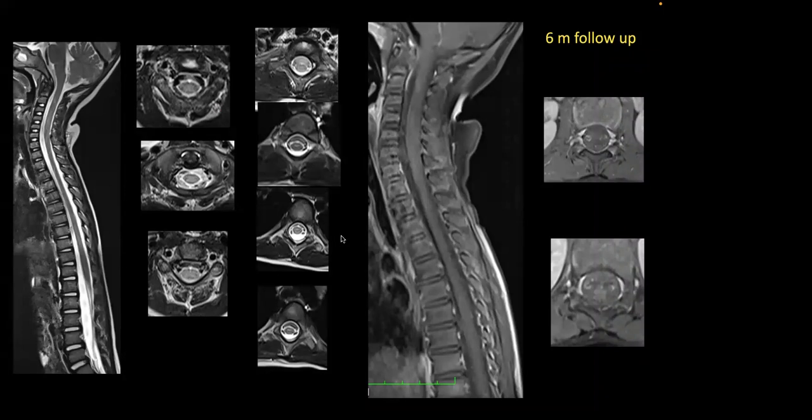MRI suggests chronicity. It was there on the initial scan and also now with new interval changes. Cord appears to be slightly reduced in volume compared to the previous study. So there's no swelling. It's not acute in nature.